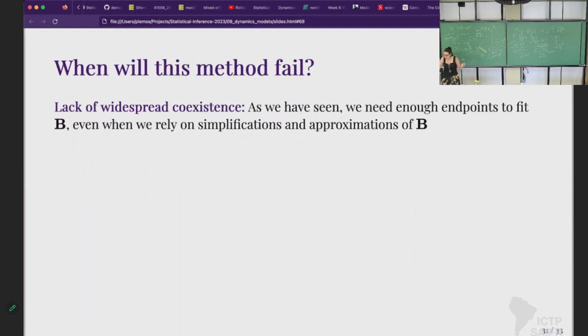So when will this method fail? When we don't have much coexistence between the species, this wouldn't really work. Everything that we did here deals with species that are competing with each other, using resources in a similar way. But when you're doing something like a food chain, you don't really get widespread coexistence between the circle and the triangle. So this wouldn't work when you don't have widespread coexistence, because you can't really fit the interaction between things that are not interacting directly.